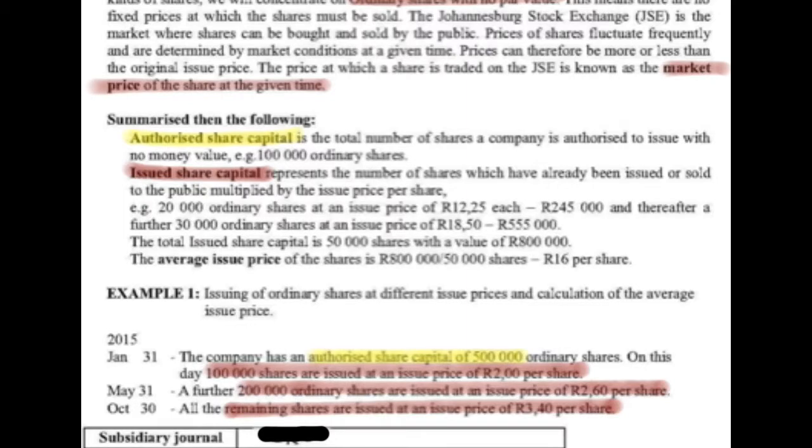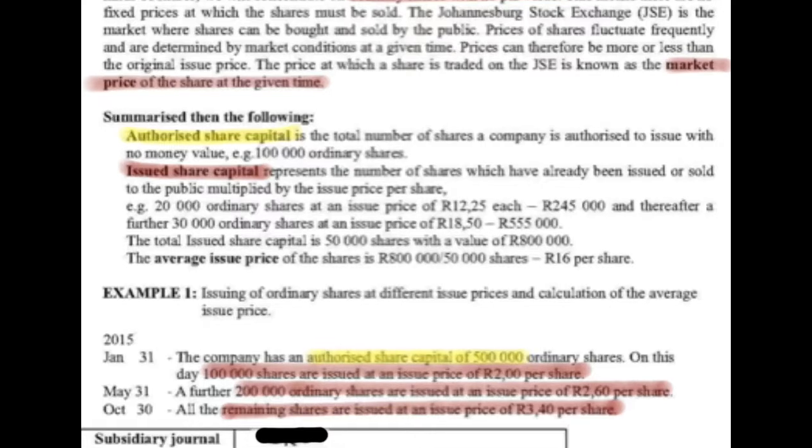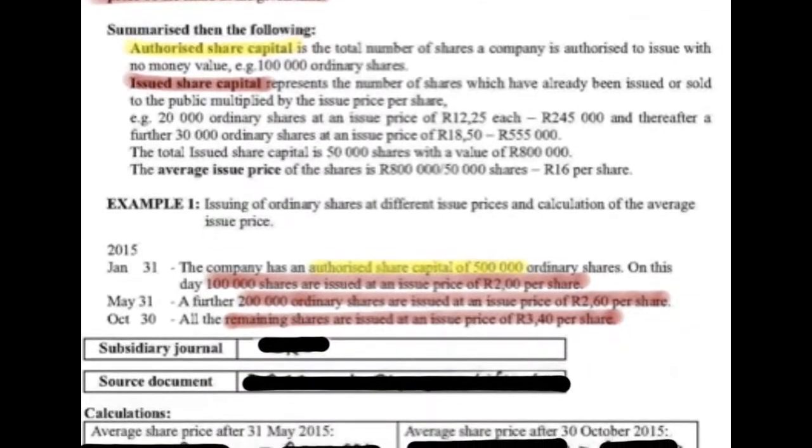So the authorized share capital is the total number of shares a company is authorized to issue, but it does not have a money value yet. So in other words, let's take an example. We have 100,000 ordinary shares. So these authorized shares can then be converted into issued share capital. So issued share capital represents the number of shares which have already been issued or sold to the public, multiplied by the issued price per share.